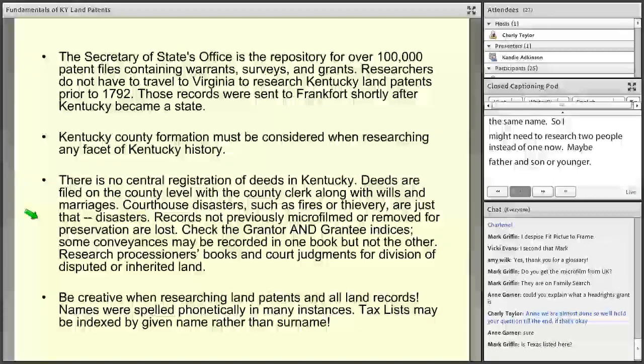The names are spelled phonetically. Let's not lock in that it has to be spelled one way and that's it. That will not work. Tax lists can be indexed by given name rather than surname. One county indexed their tax list by putting all the Johns, and then comma, last name. So he figured it out the next year. He got that right. But it was interesting for a while.